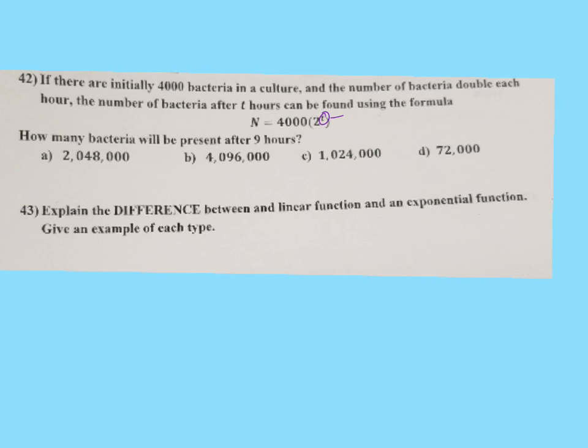T right there means time. Well, they're telling you 9 hours. So all you do is in your calculator, you do 4,000 times 2 to the 9th. And that's literally the entire problem. So I'm just going to type in 4,000. Make sure you put times 2, and if you're using your phone calculator, it's probably easier to do 2 to the 9th first. And we get 2,048,000. So it's A.